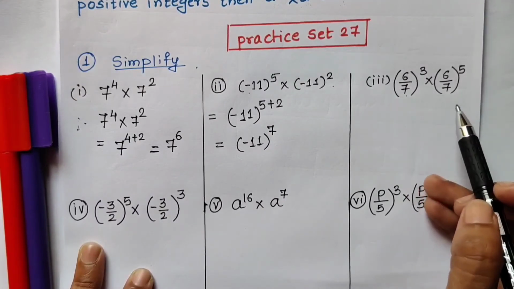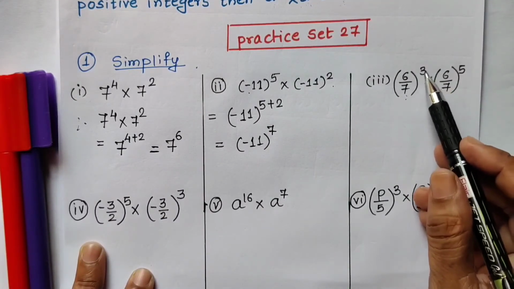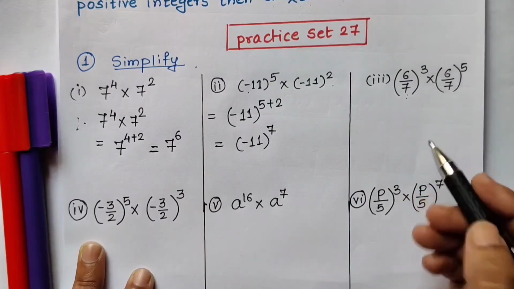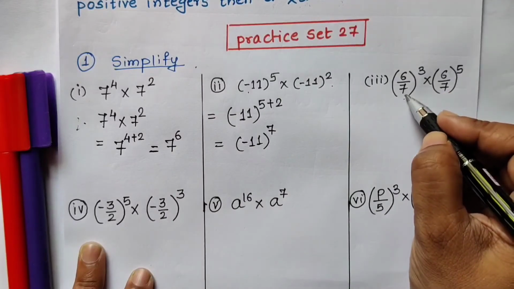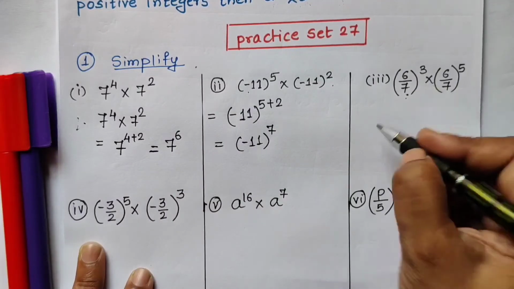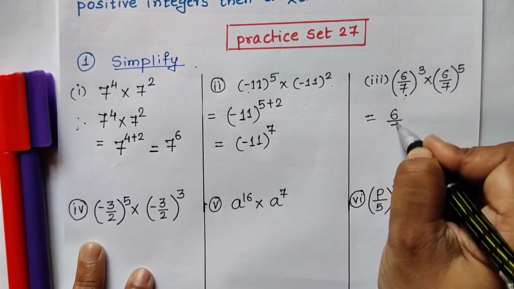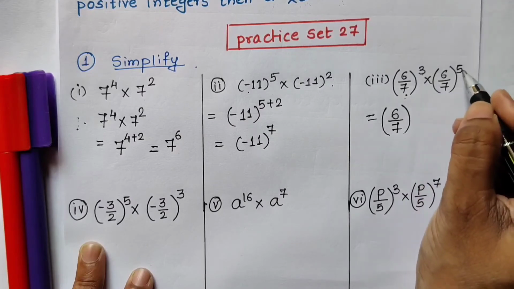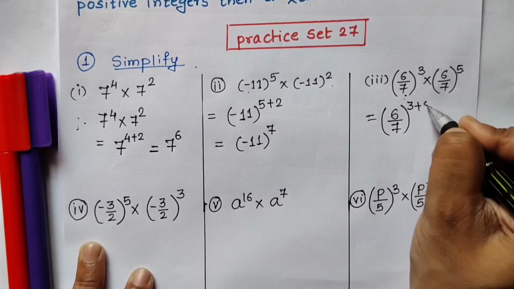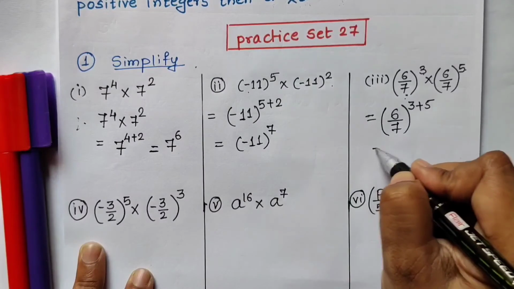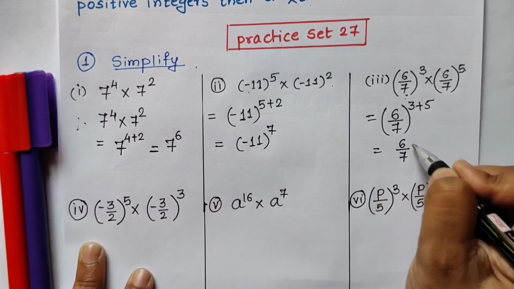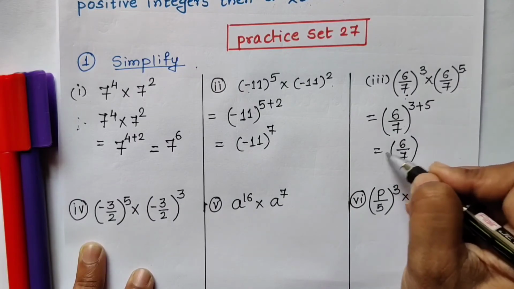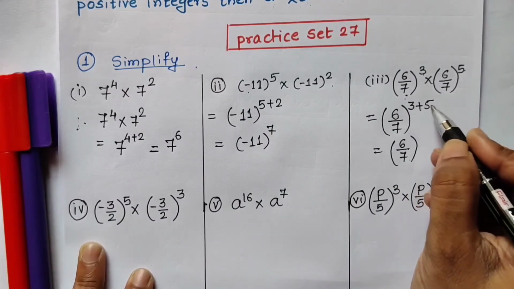So in this way we have to solve the sums when the bases are the same and the indices are different. See the third sum again. 6 upon 7 raised to 3, that is 6 upon 7 cube, and 6 upon 7 raised to 5. So 6 upon 7 is the common base in both numbers. We write the common base one time, 6 upon 7, and we add the indices. Here the index is 3, here the index is 5. So add it, 3 plus 5, and then write the answer: 6 upon 7 raised to 3 plus 5.